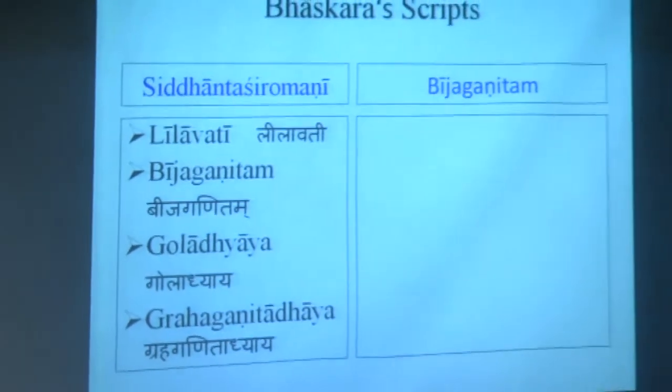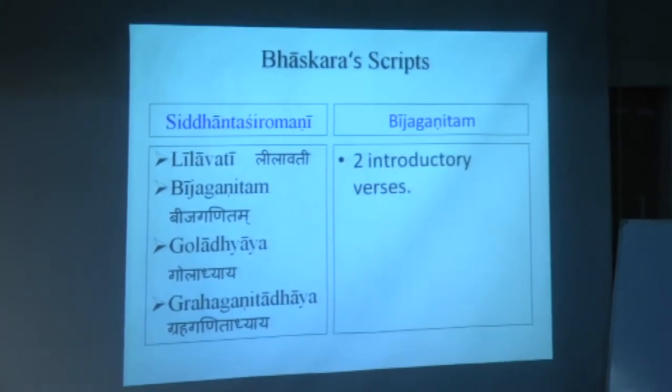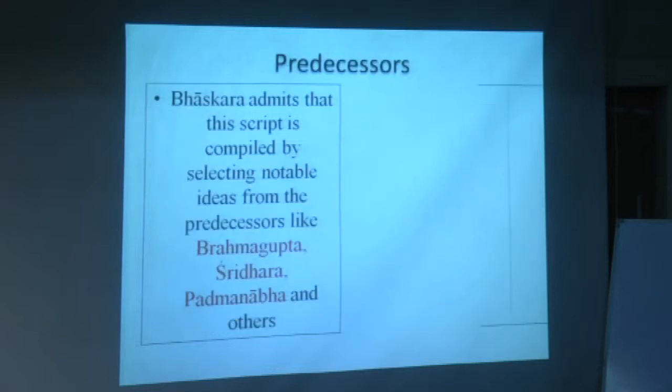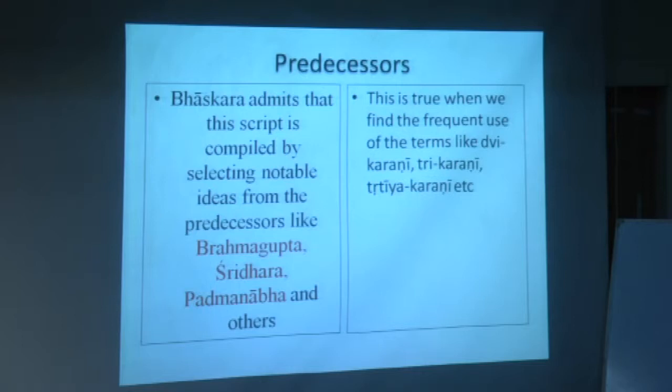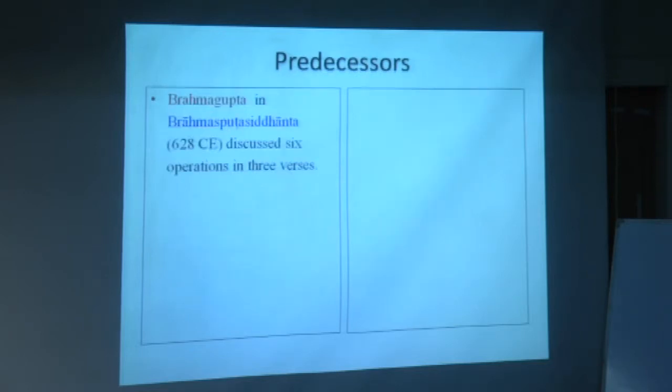There are 4 parts of Bhaskara's work. In the Bijganitam, there are 2 introductory verses followed by 187 verses related to algebra and 9 verses in epilogue, a total of 198 verses. Bhaskara himself admits that this script is compiled by selecting notable ideas from predecessors like Brahmagupta, Sridhara and Padmanabha and others. This is true when we find the frequent use of terms like Dvikarani, Trikarani, Tritiya Karani in the Shulva Sutras and the elementary operations on Karanis.